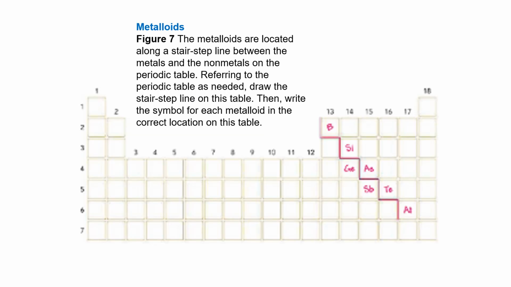Figure 7, metalloids. The metalloids are located along a stair-step line between the metals and the nonmetals on the periodic table. Referring to the periodic table as needed, draw the stair-step line on this table, then write the symbol for each metalloid in the correct location on this table. So you need to have your stair-step starting at the end of boron, and it ends over to group 17. So yours should look like this.